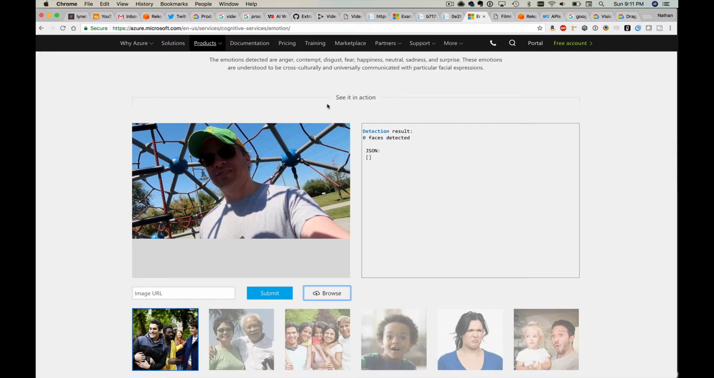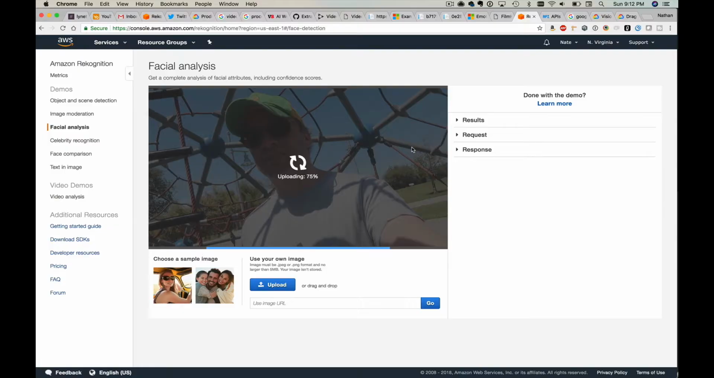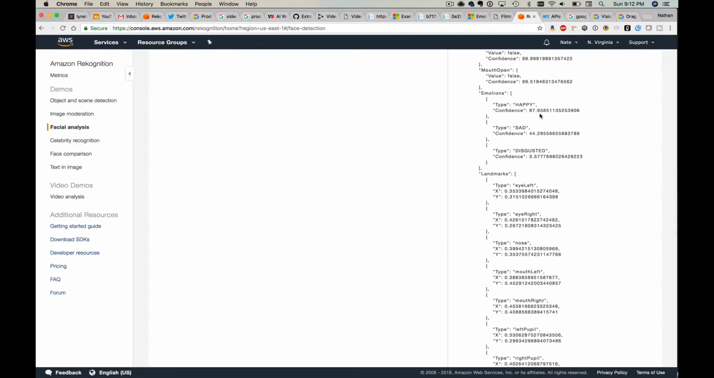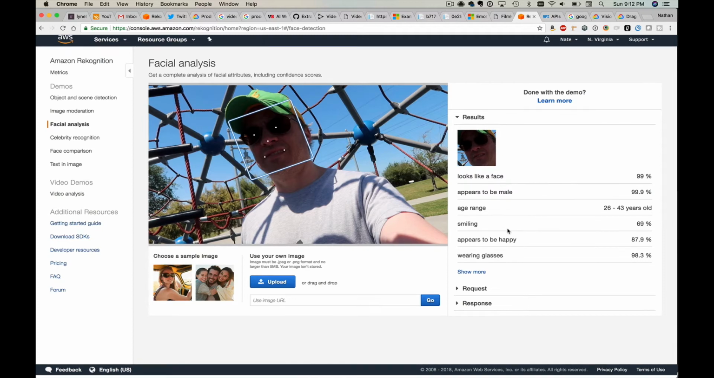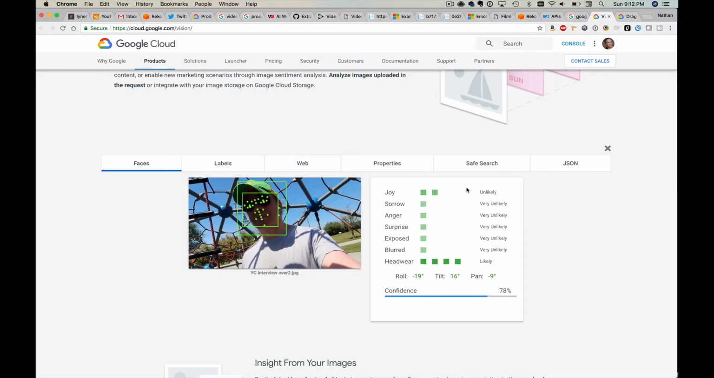Here's an example. Microsoft didn't do very good on this image. Amazon's got one. It's okay. It finds some faces better. An 88% confidence that I'm happy in this photo. I don't know if any human would look at this and think that I'm happy in this. So Google's might actually be the most promising. It too seems pretty confused.